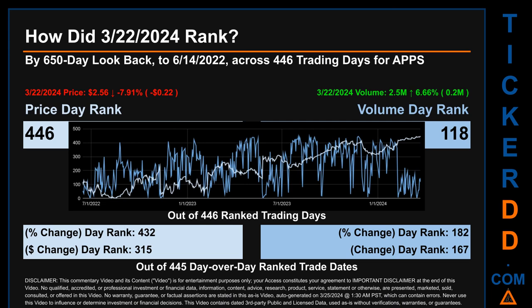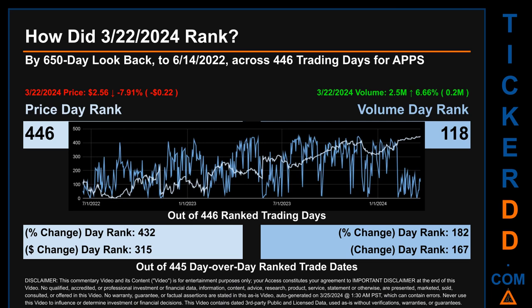How did March 22, 2024 rank for APPS? By a 650 calendar day look back to June 14, 2022, across 446 trading days, March 22, 2024 price ranked 446 while its volume ranked 118. Each of the 446 trading days were ranked amongst themselves by highest end-of-day price and volume, with a rank of 1 being the highest and 446 being the lowest ranked day.